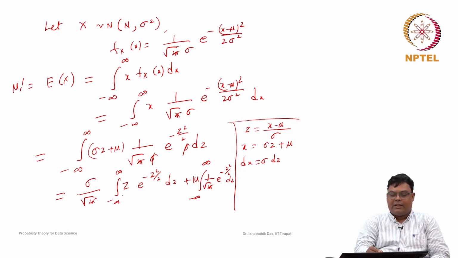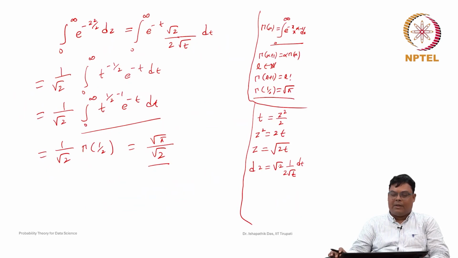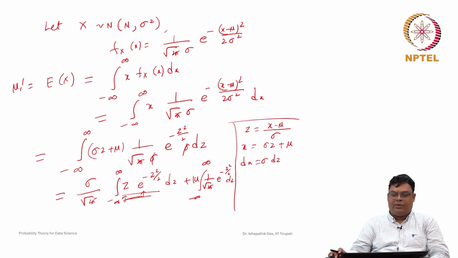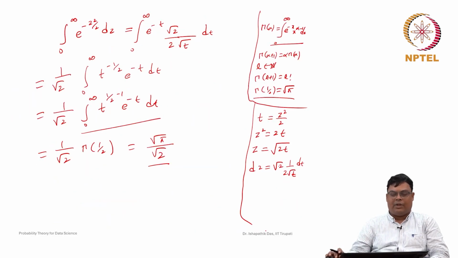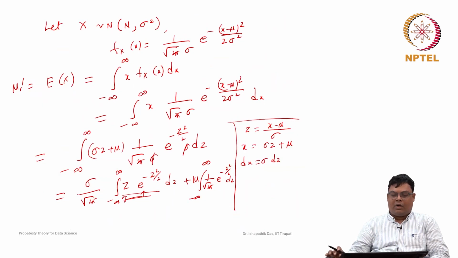Now, you can see that z is an odd function and e to the power of minus z square by 2 is an even function. So, odd into even is an odd function. And for this odd function, as we discussed, the integration from minus infinity to plus infinity of x dx will be equal to 0. So, this value will be 0, and what will be the value of the other function?